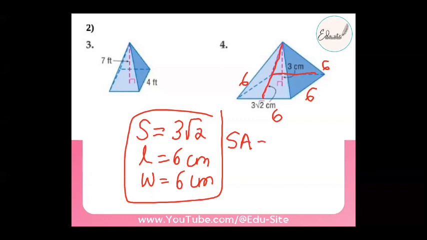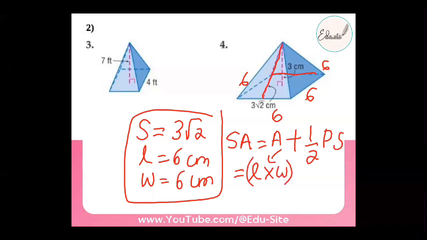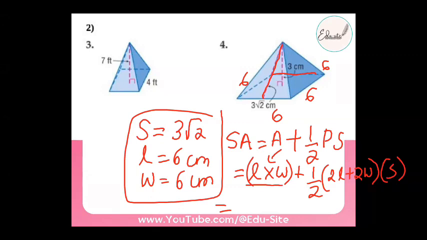Now please tell me what the formula is. Surface area is equal to the area of the rectangle base or square base plus half into the perimeter of the base into the slant height. We can write it as length into width plus half into the perimeter, which is length plus width plus length plus width, so 2 times the length plus 2 times the width, into the slant height. Now, what is the area of the base? It is nothing but 6 into 6.